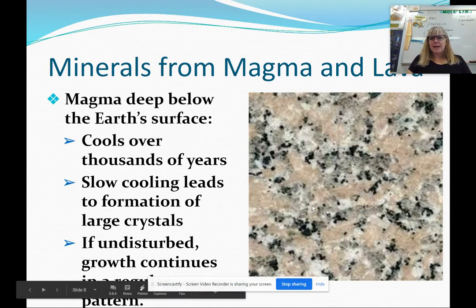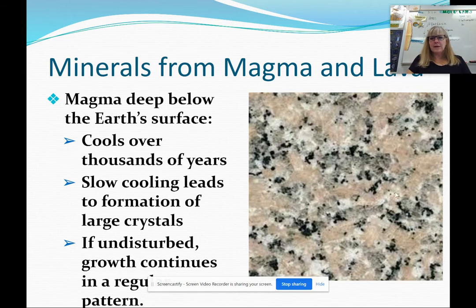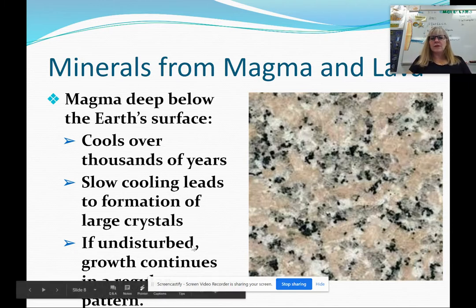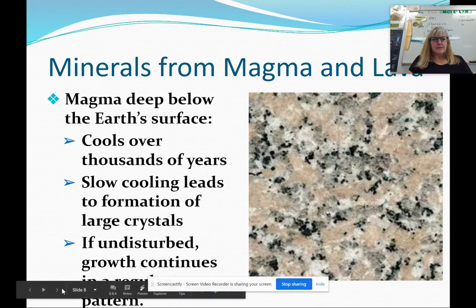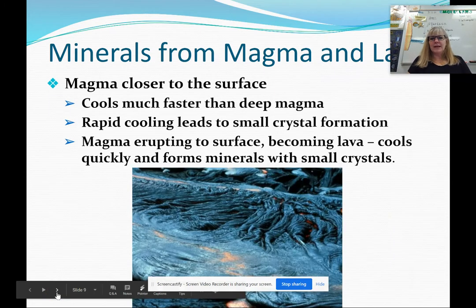This is a granite, and you can see that's a feldspar, that pink crystal. There's some quartz in here. There might even be some white feldspar, and then there's some black iron. We call those ferromagnesium minerals. Growth will continue in a nice regular pattern if it's undisturbed, and you get minerals that you can see with the naked eye. So we can look and see all these different minerals in here. I can identify them just by looking at them.